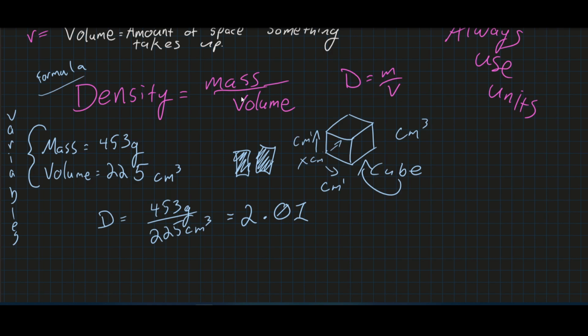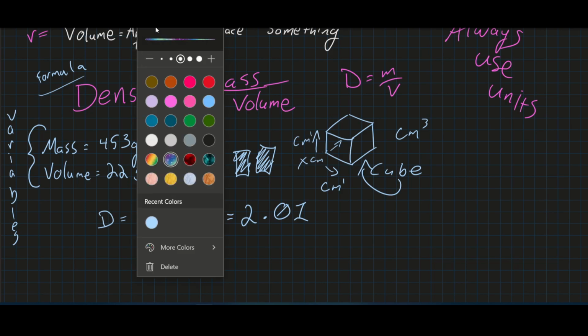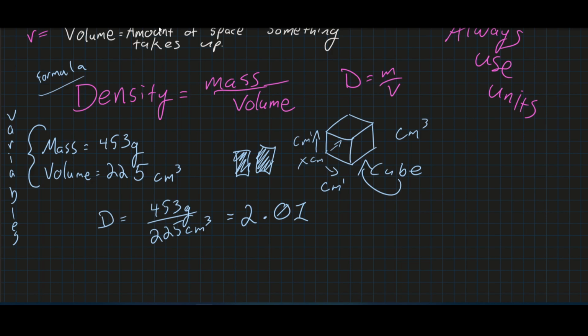Now we use the units from the equation, and what we're going to do is we are going to go ahead and just take these units here. So it's going to be grams divided by centimeters cubed. And this is our answer for this one.